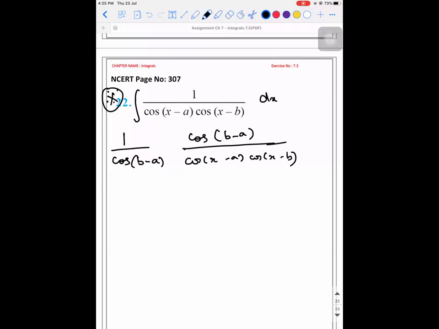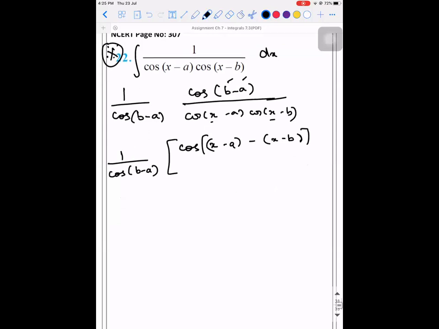Now let's see. I have B and A in my hand. Now what I can do is add and subtract an x in the numerator so that the value is not changed. So 1 by cos of B minus A into, I can write it as cos of x minus B minus of x minus A, or x minus A minus of x minus B. Correct? Because A is having a minus sign and B is having a plus sign. Did you guys understand what I did? Yes, sir. I added and subtracted x, nothing else.